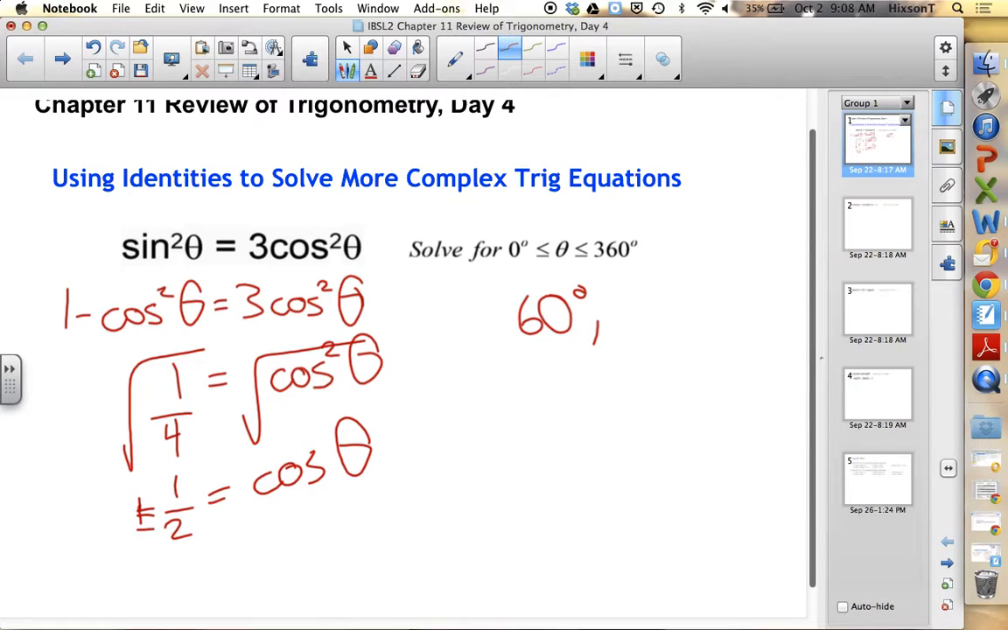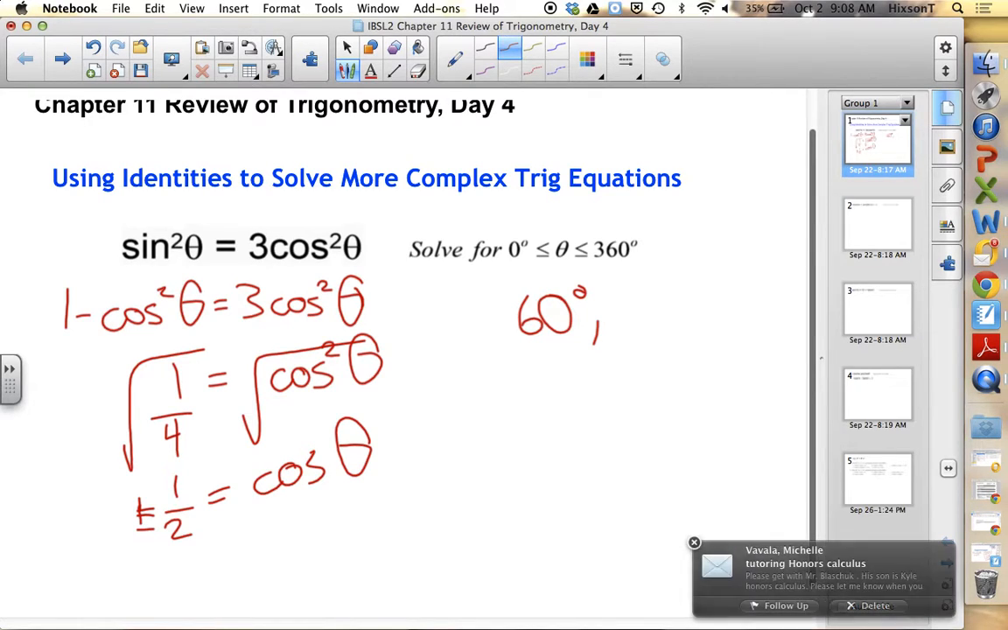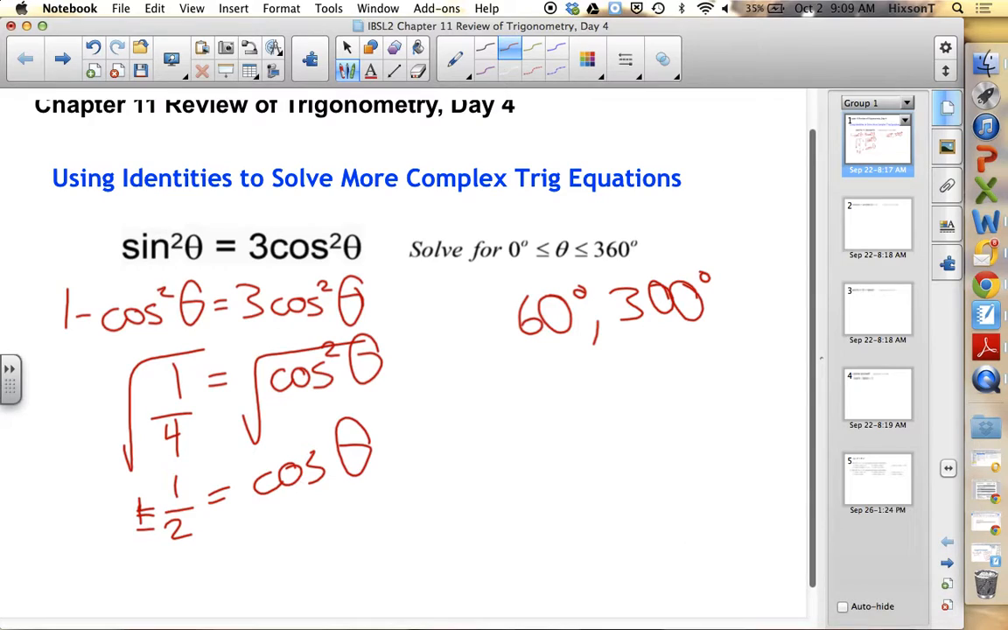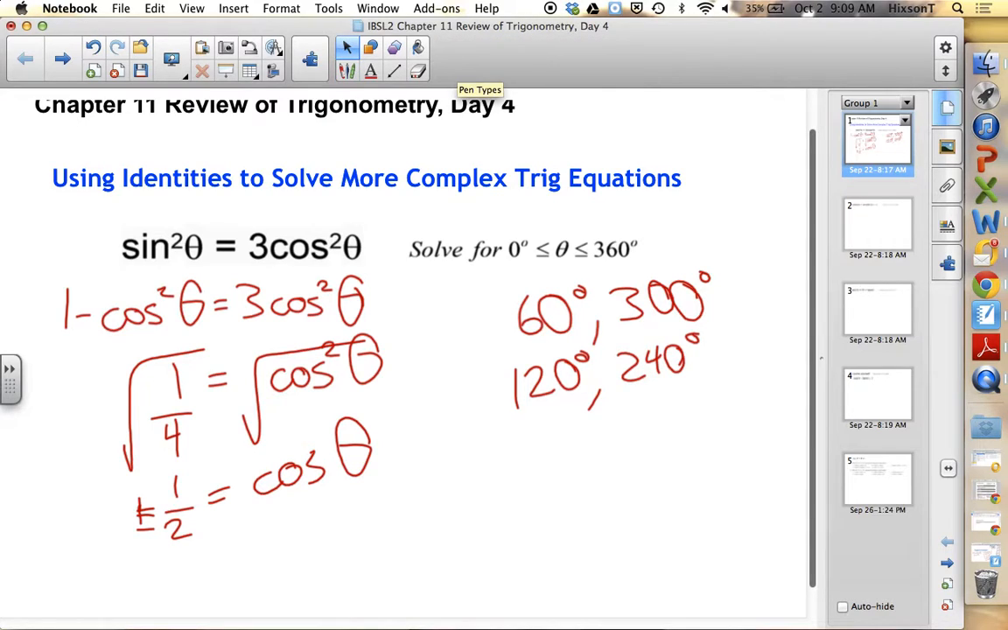And where else is it positive 1/2? 300. At 300, good. And then, how about negative 1/2? 120 and 240. Good, 120 in the second quadrant, 240 in the third quadrant. Okay? So there's our 4 answers. Alright, not too bad, huh?